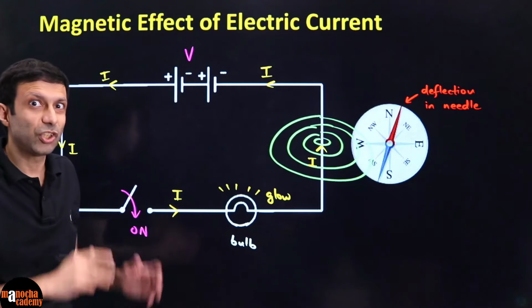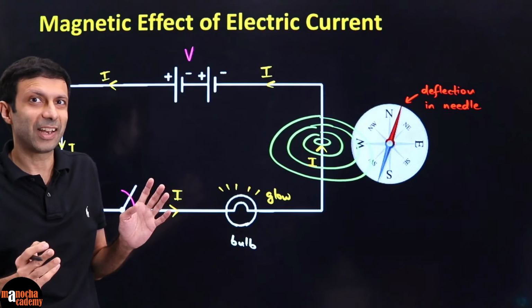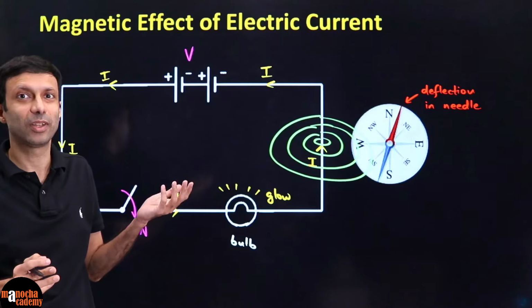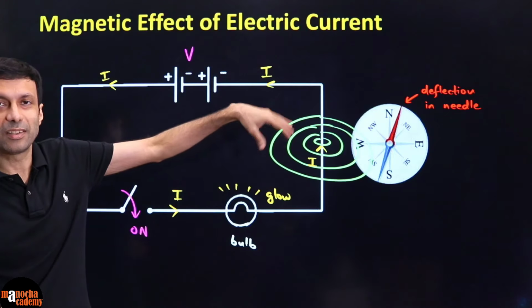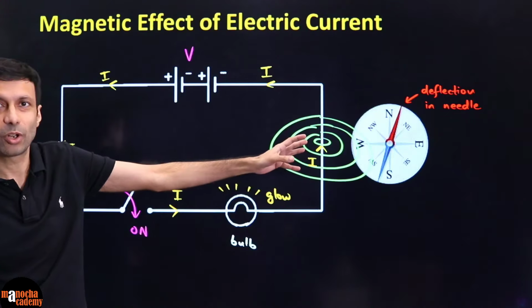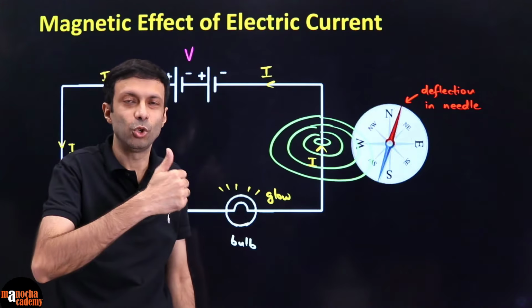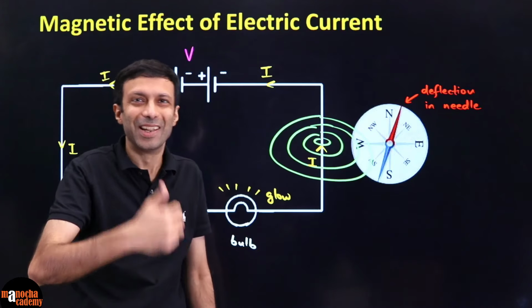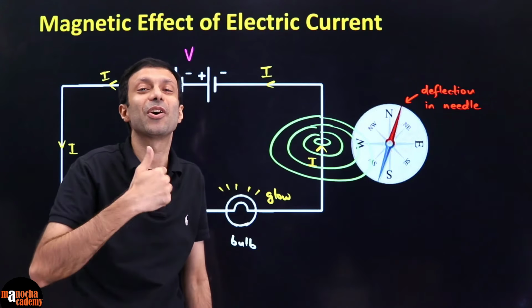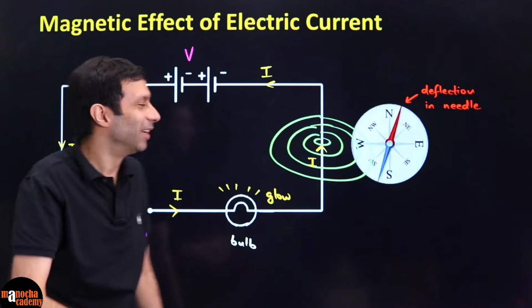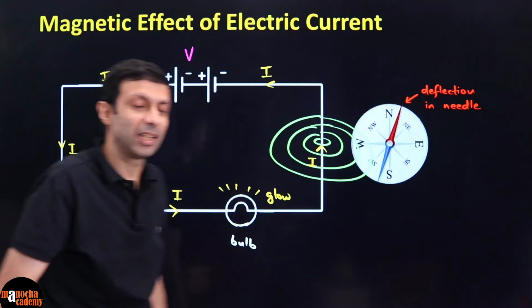And you know what is the shape of the magnetic field of a current carrying wire? You can watch my previous video on that. It's concentric circles centered around the wire. So that's what I've drawn here. How do we know the direction of this magnetic field? The YouTube like button? No, it's called Maxwell's right hand thumb rule.